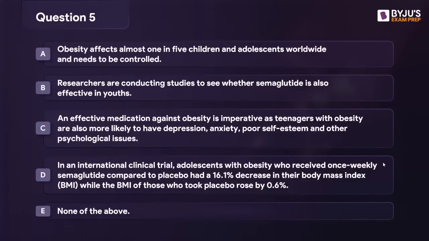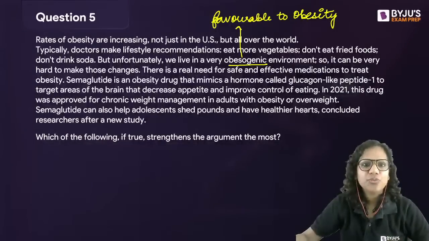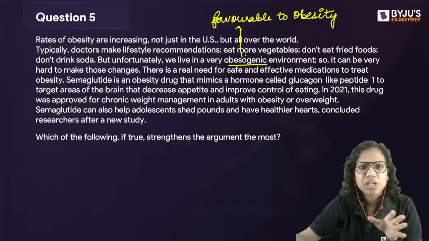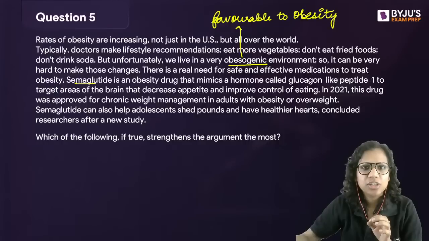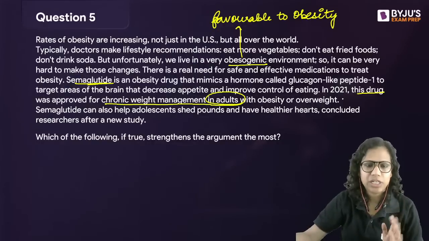All right. The student who gave the correct answer most quickly was XYZ. XYZ, your answer is correct. Let's discuss why. What is the argument? You have to read that carefully. Currently we are prescribing this medicine for adults. We introduce it here by saying that it was approved for chronic weight management in adults with obesity or overweight.